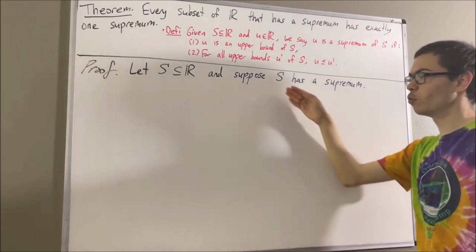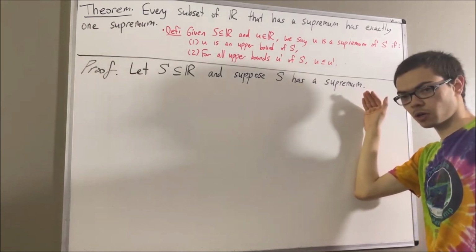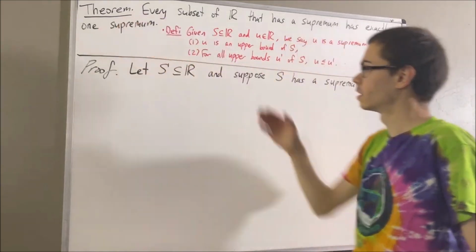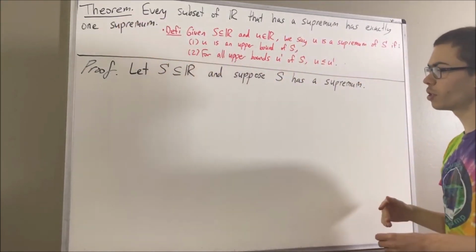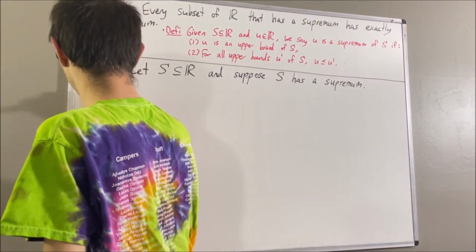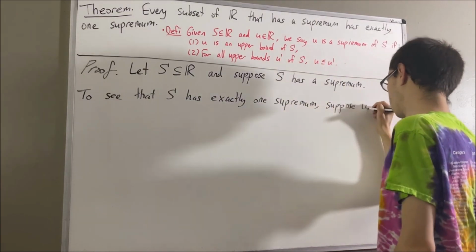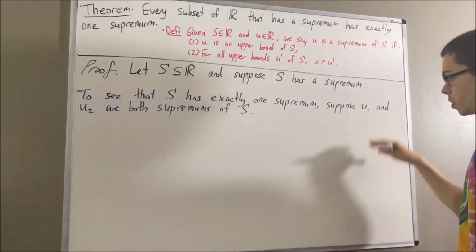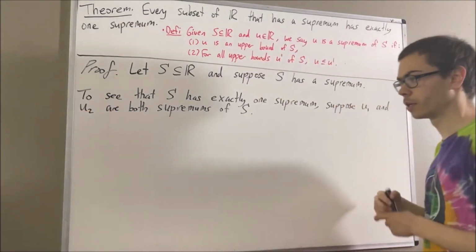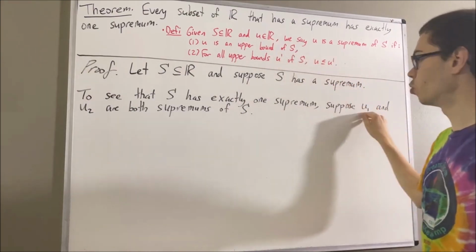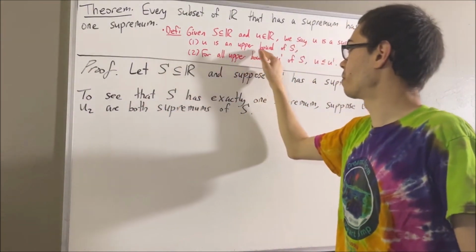So essentially, we have the existence portion. All we need now is the uniqueness portion. To prove uniqueness, we're going to suppose S has two supremums, U1 and U2. The whole goal to prove uniqueness is to show that U1 is equal to U2. Now to start, by definition of a supremum, we know that U1 and U2 are both upper bounds of S.